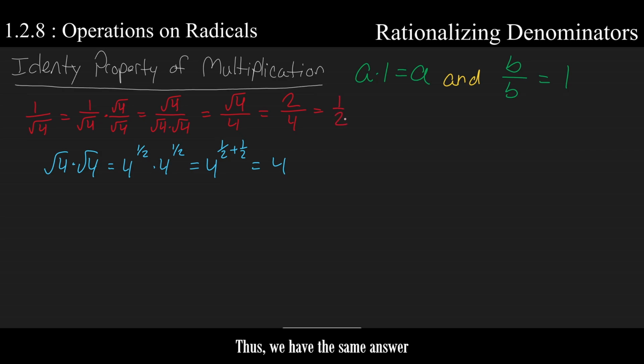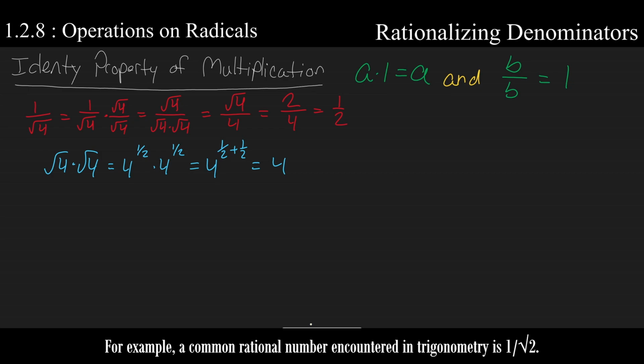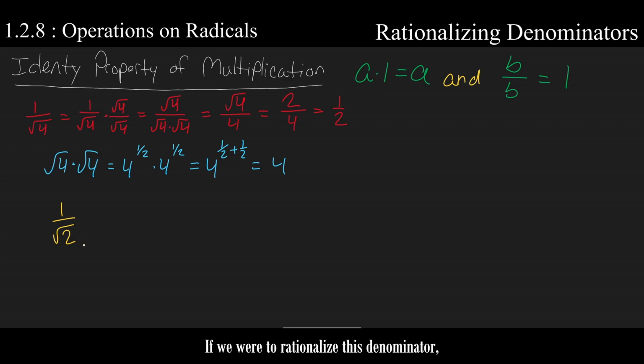Thus we have the same answer and show that rationalizing the denominator works and doesn't change the value of an expression. Now, many times this will be used with radicals that cannot be easily done. For example, a common rational number encountered in trigonometry is 1 over the square root of 2. If we were to rationalize this denominator, we'd end up with the square root of 2 over 2. Since the square root of 2 is not a principal root or a root that gives a whole number, we stop here.